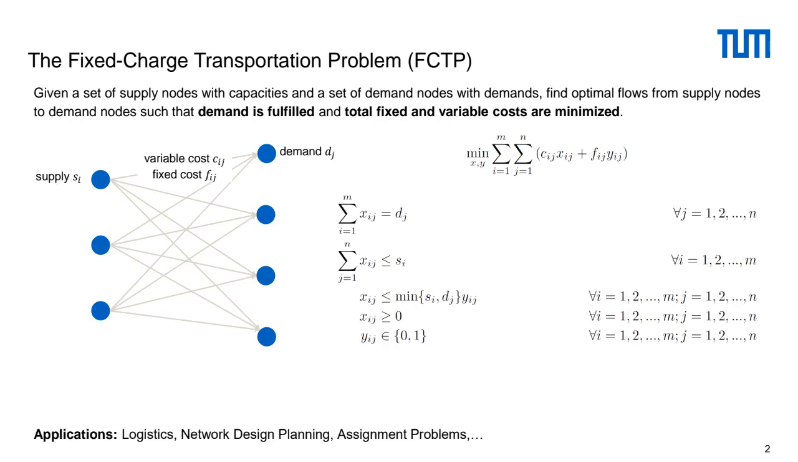This is a bit unfortunate because the FCTP can be used for a wide range of applications, not only transportation in the strict sense, but also more general assignment problems that have this kind of structure. So we were wondering whether we could train a machine learning model to predict a relevant subset of edges, so we would get a smaller problem, which might then be easier to solve.